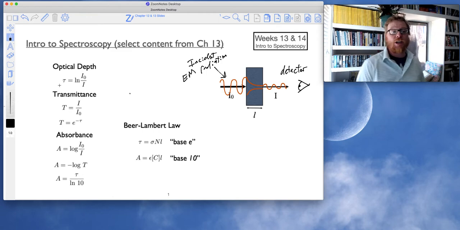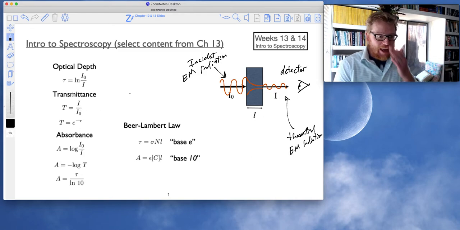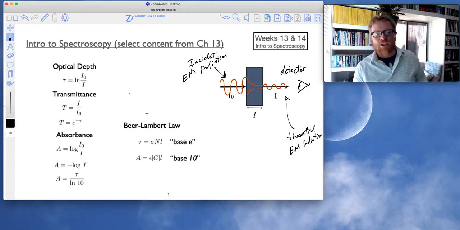Often I draw a little profile of an eyeball right here to symbolize a detector. So that is an exponential decay, right? By definition, optical depth tau is given as the natural log of the ratio of the incident radiation to the transmitted radiation. So that's the transmitted EM radiation, defined by I. It is an exponentially decaying function, so to me, it makes good sense to use the natural log.